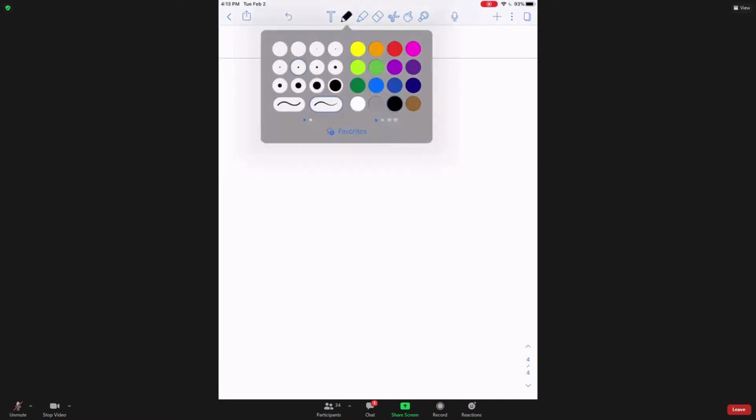All right, so we're going to start section 2.3 now. All right, I'm new to this iPad thing, so bear with me. So section 2.3, calculating limits using the limit laws.